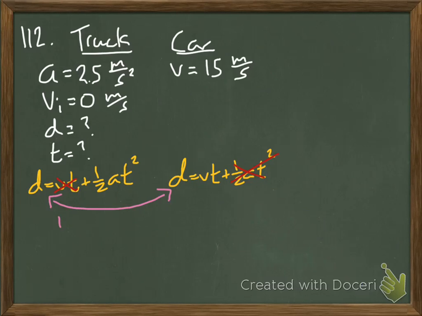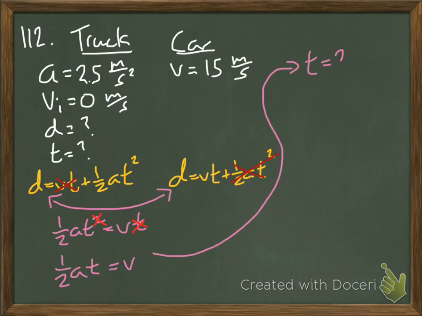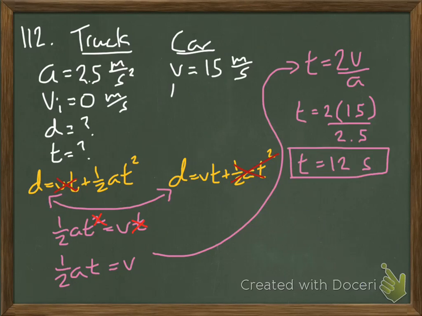Now, they have the same d, the same value of displacement for this particular question, because it's asking when they meet each other. So we can set these two things equal to each other. We can say 1/2 at squared equals vt. We can simplify the t's here by dividing both sides. And let's rearrange it to solve for t. t equals 2v over a. When we plug in our values, we get 12 seconds.